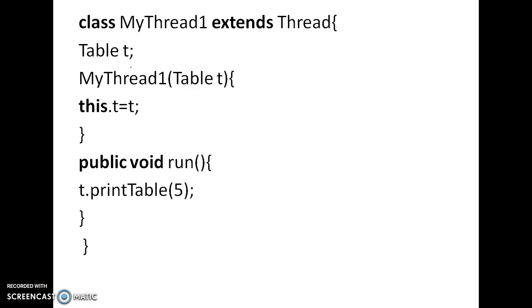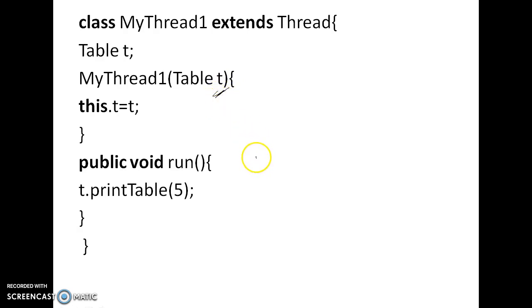Here I have a class called MyThread1. It extends, or inherits, the class Thread, so MyThread1 is a subclass of Thread. In this class, I create a reference variable for the previous class Table, and I pass this reference variable as an argument to the parameterized constructor of the class MyThread1.